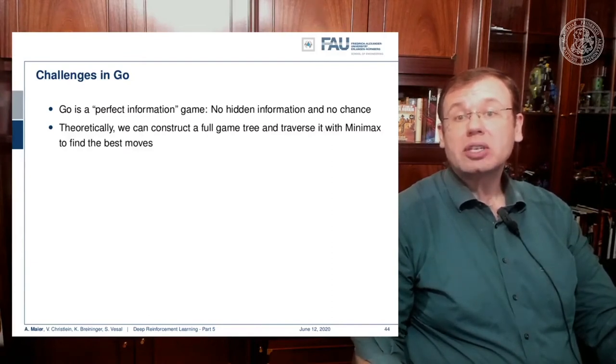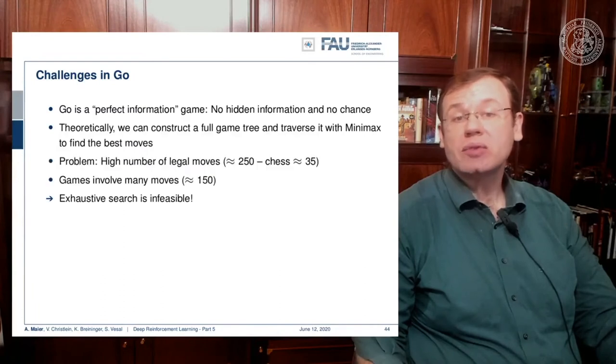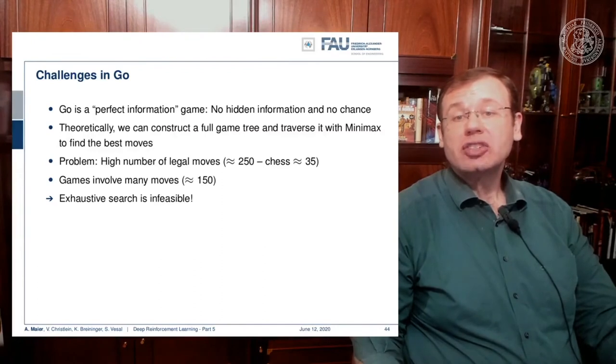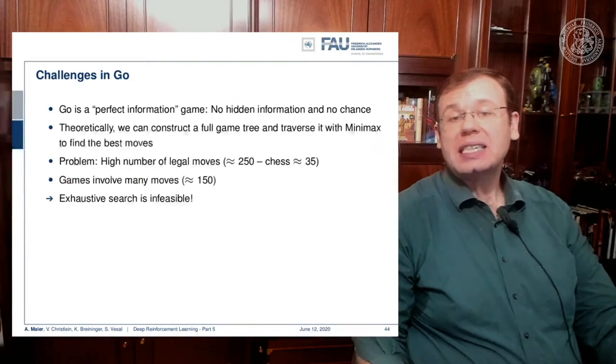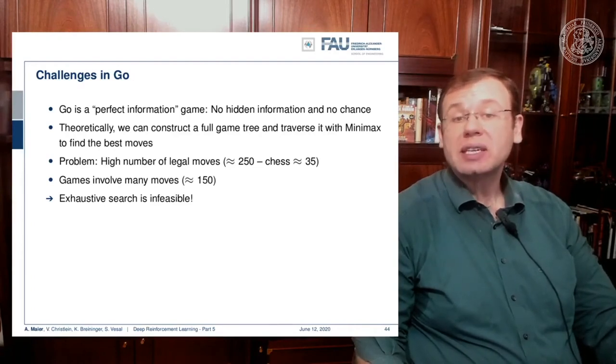So Go is a perfect information game. There is no hidden information and no chance. So theoretically, we could construct a full game tree and traverse it with min-max to find the best moves. But the problem is the high number of legal moves. In chess, you have approximately 35, and in Go, there are about 250 different moves that you can make during the game. Also the game may involve many moves, approximately 150. So this means that exhaustive search is completely infeasible.